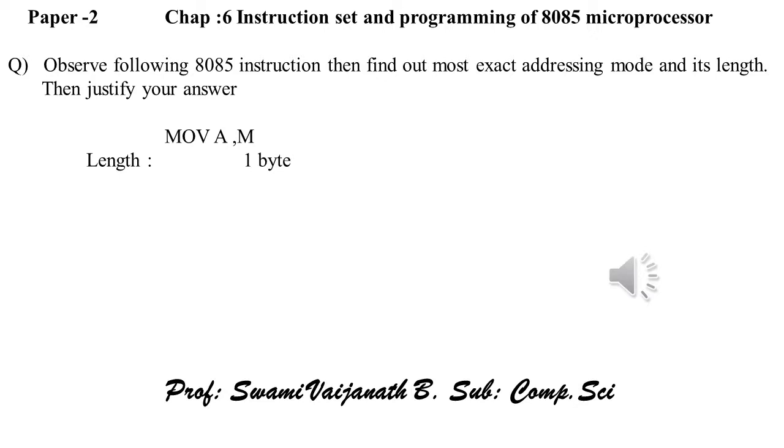The addressing mode of this instruction is register indirect, because at the source location or at the destination location, the register is addressed by a register pair. Then we say that its addressing mode is register indirect.